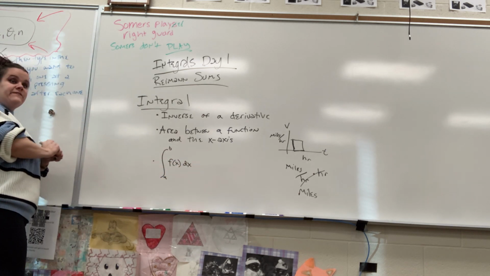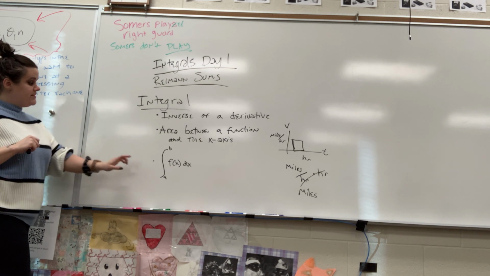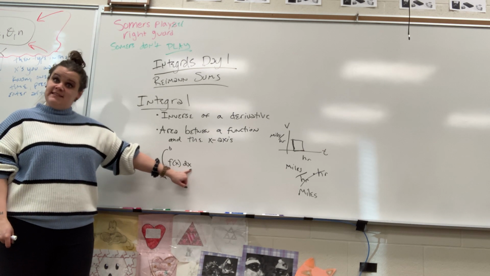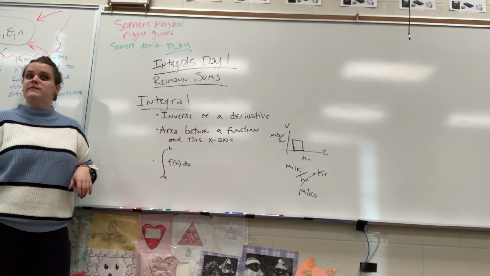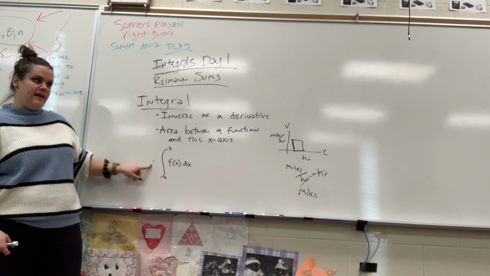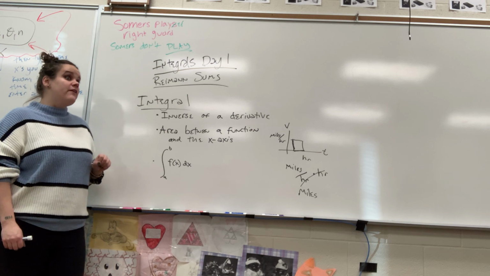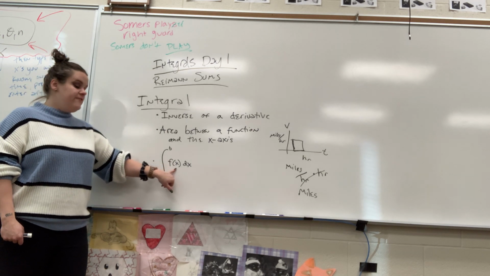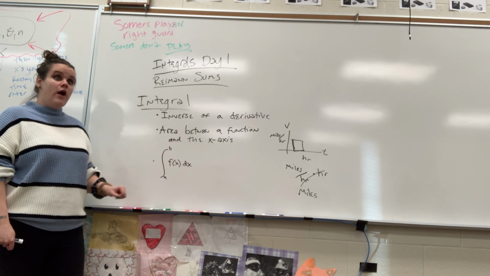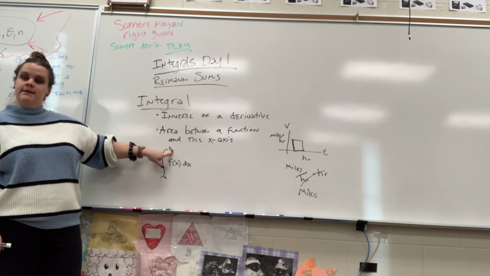Okay, this is telling me to find the area between f of x and the x-axis. Before you write it, I want everybody to look up here. This notation is a bullet point, not a negative. Does that make sense? What this is telling me is to find the area between the function and the x-axis from A to B. Does that make sense? Yes.